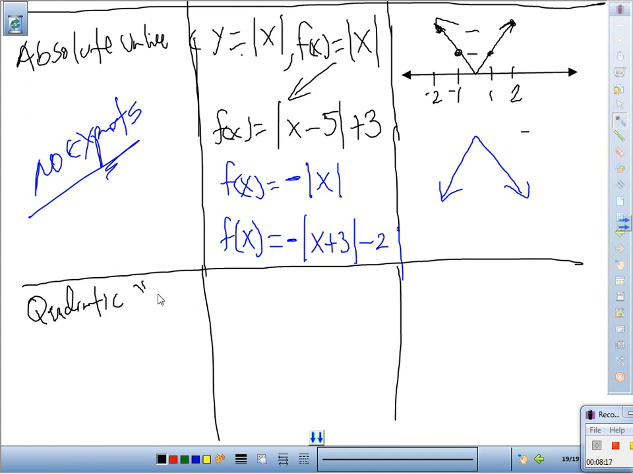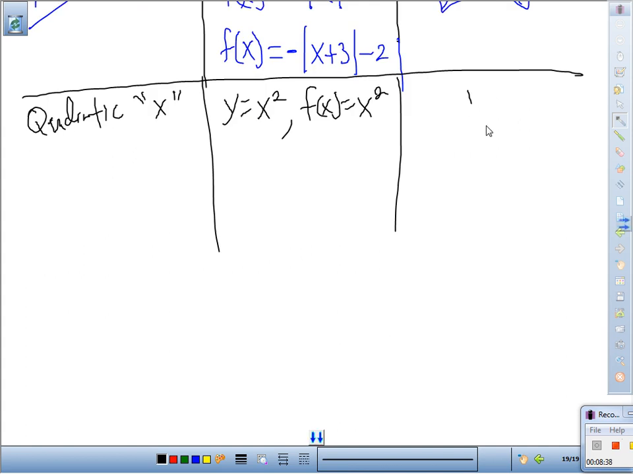Quadratic. And I'm going to focus on x right now. There it goes. Y equals x squared. Also, f of x equals x squared. How does that graph look like, Mr. Q? Like this. All right. Let's use this one to do some transformations. F of x equals parentheses x squared. This is this. You guys see it?